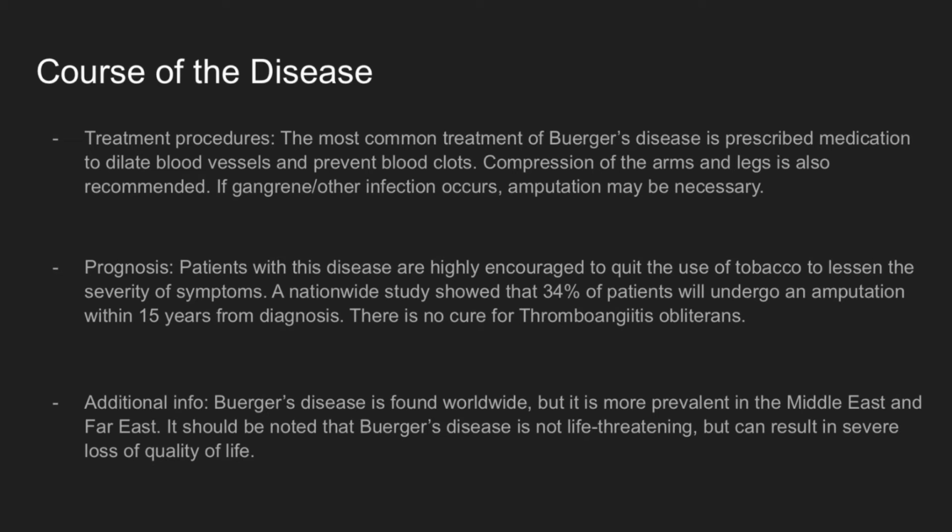The most common treatment of Buerger's disease is prescribed medication to dilate blood vessels and prevent blood clots. Compression of the arms and legs is also recommended. If gangrene or other infection occurs, amputation may be necessary. Patients with this disease are highly encouraged to quit the use of tobacco to lessen the severity of symptoms. A nationwide study showed that 34% of patients will undergo an amputation within 15 years from diagnosis. There is no cure for thromboangiitis obliterans.